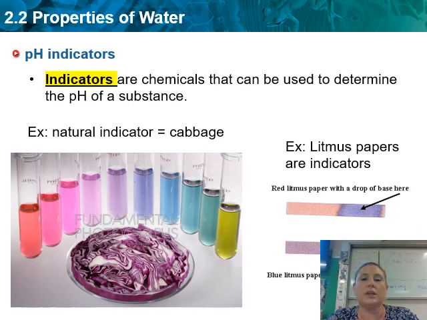We can also use indicators to determine the pH of a substance. We have natural indicators that will change color depending on if it's a base or an acid. We can use things like litmus paper. You might have done an experiment in the past using litmus paper. It changes color depending on if you're using an acid or base. But indicators are chemicals that can be used to determine the pH of a substance.